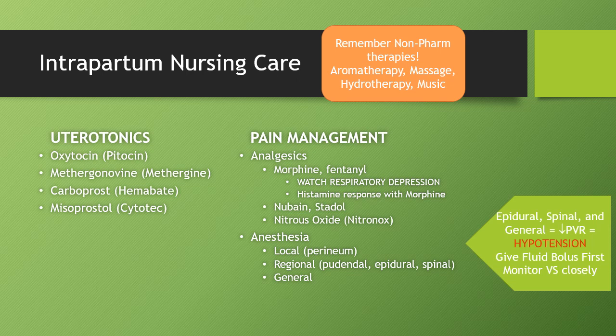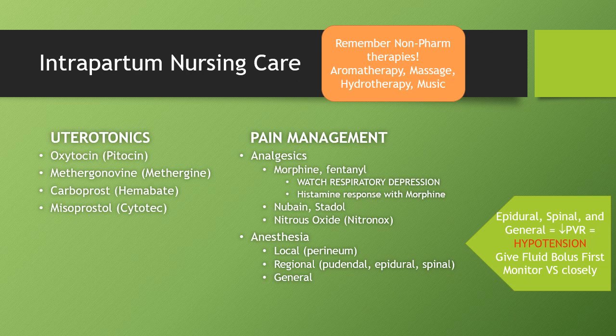Anesthesia is different than analgesia. Analgesia is pain control, versus anesthesia, which is numbing or loss of sensation. And we can do that locally, like in the perineum for tears or episiotomies. We can do it regionally, like the pudendal nerve block in the pelvis. An epidural or a spinal anesthesia can block out a certain part of the body from having pain. And then there's general anesthesia, which completely anesthetizes the entire person by anesthetizing the brain, and then they go to sleep.